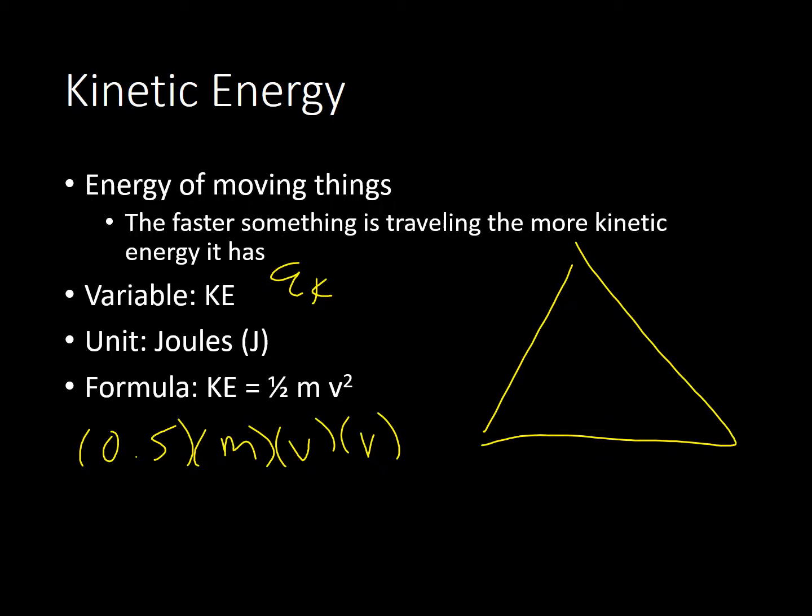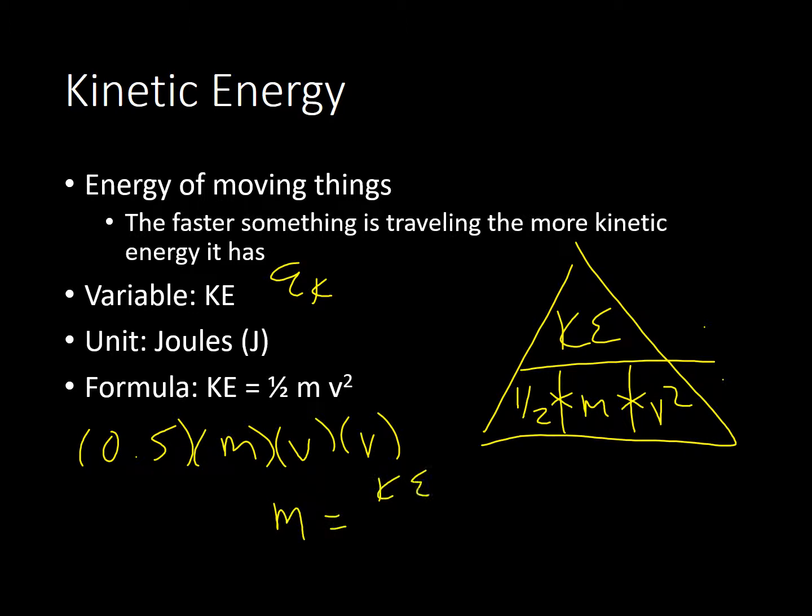We can still put this formula into a triangle, but we're going to have to modify our triangle just a little bit now to make it so that it can actually fit all of the stuff in here. So KE goes in the top because this is all multiplied together. We need to keep it multiplied together in the bottom. 1/2, m, and v squared go in the three sections in the bottom. So obviously 1/2 is a constant. I'm never going to be solving for that. But if I'm solving for m, I'm going to have KE over 1/2 v squared. And if I'm solving for v, I'm going to have the square root of KE over 1/2 m.